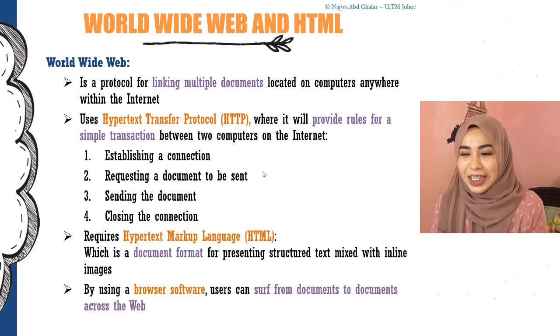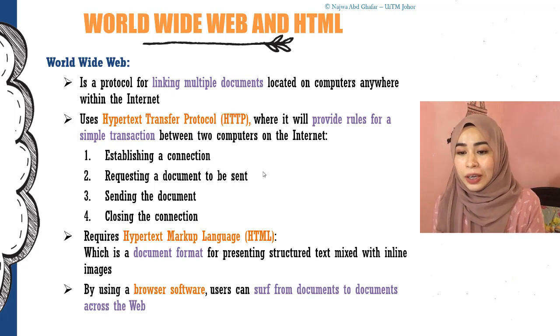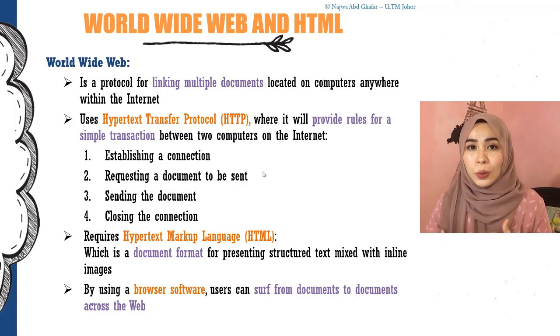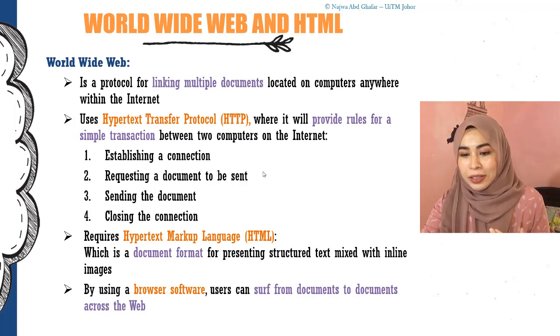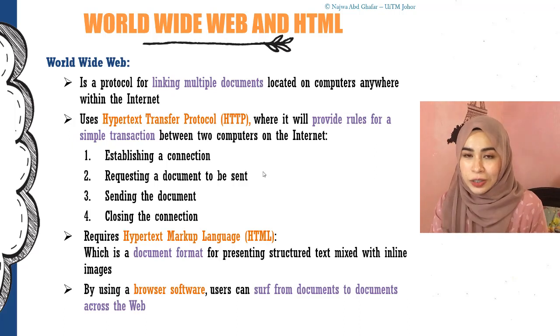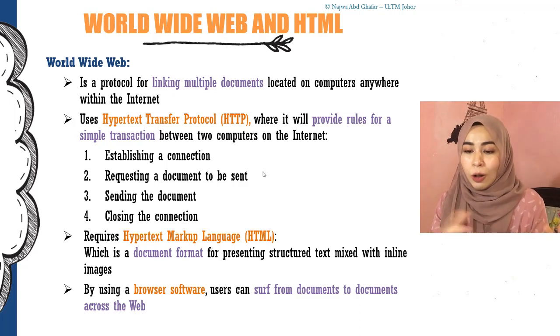HTTP provides rules for a simple transaction between two computers on the internet. With HTTP, you can communicate from one computer to another by first establishing a connection, then you request the document to be sent, then that computer sends the document back to you, and then it closes the connection. This is all done by the Hypertext Transfer Protocol.